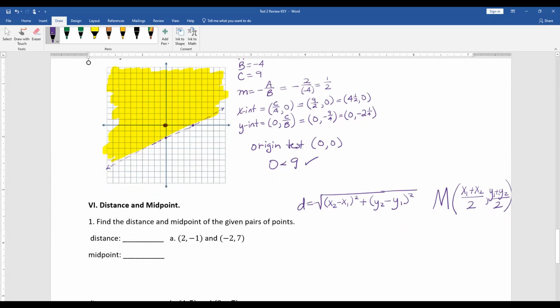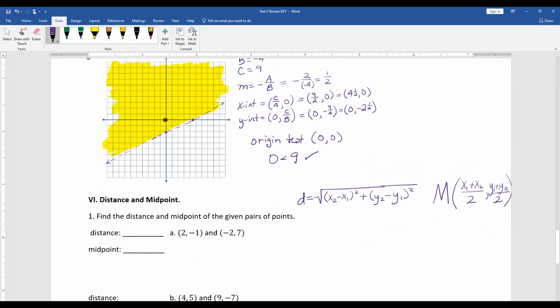Okay, so for distance, I am going to label this x1, y1, x2, y2. I'm going to do what I always do and make them a list. So x1 is 2, y1 is -1, x2 is -2, y2 is 7. Anything involving 7 is rarely a perfect square. All right, so we'll see what happens.